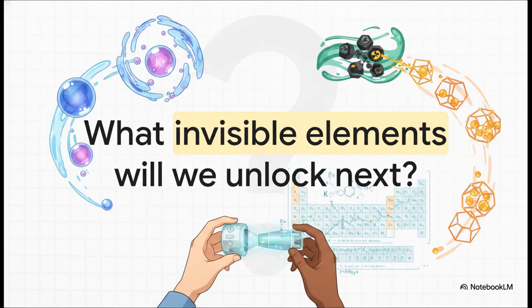Which leaves us with a pretty incredible thought to ponder. If we can already design molecular bouncers that perfectly isolate potassium in human blood, or fluoride in nuclear runoff, what invisible elements are we going to unlock next? As we push the very boundaries of material science and discover brand new ionophores, we might completely revolutionize how we decode the invisible chemical world around us.